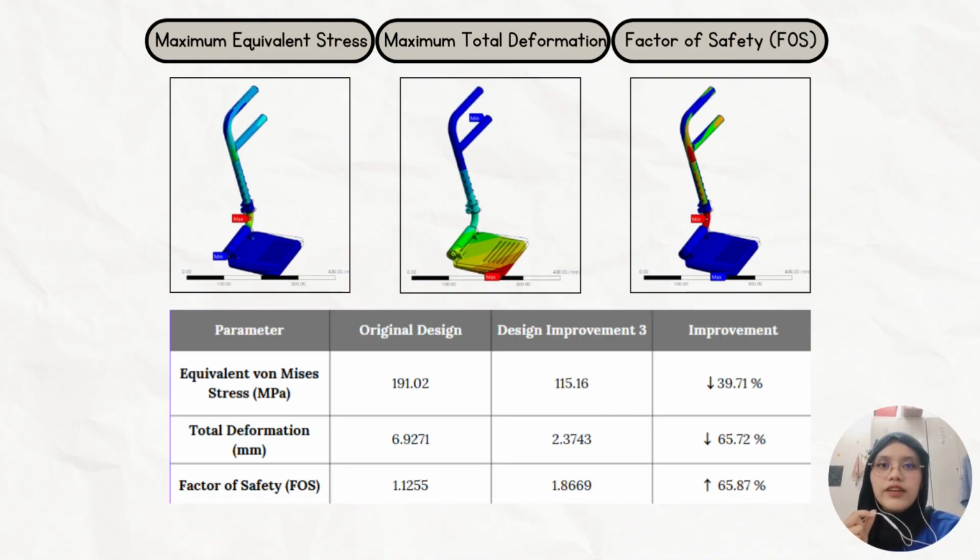In addition, the factor of safety increased from 1.1255 to 1.8669, an improvement of 65.87%, indicating a much safer and more reliable design. As shown in the stress contour plot, the critical stress concentration near the lower junction was successfully redistributed.